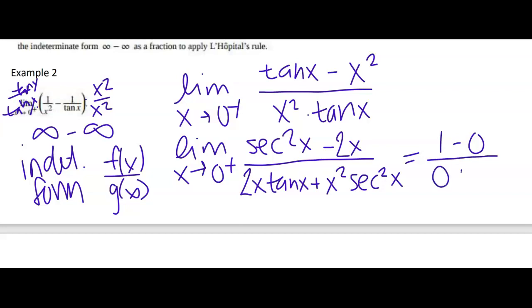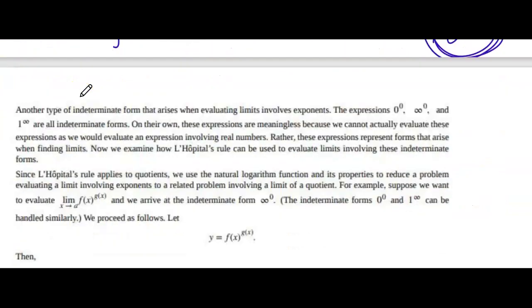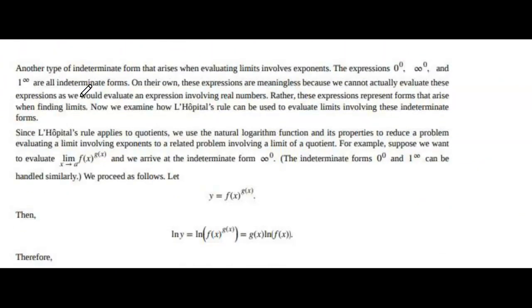All over 0 plus 0. And anytime we end up having a number, so this is going to be 1 over 0, this whole thing is going to end up going to infinity. All right, one more type of indeterminate forms. Anytime you have a function to another function, where you're going to have 0 to a 0, infinity to a 0, 1 to an infinity, all of those are going to be indeterminate forms.